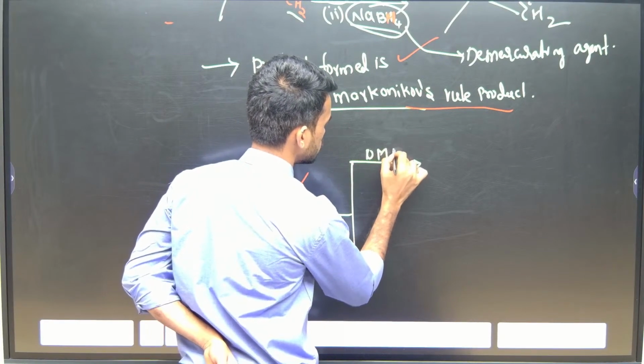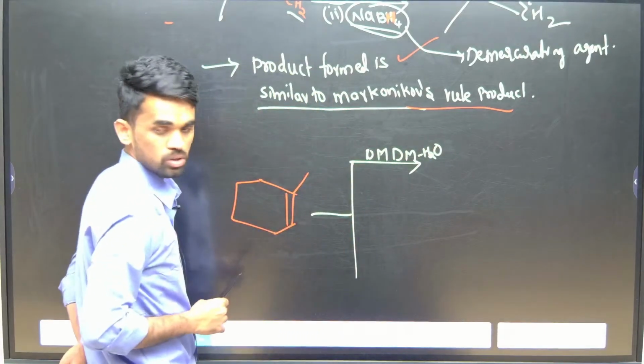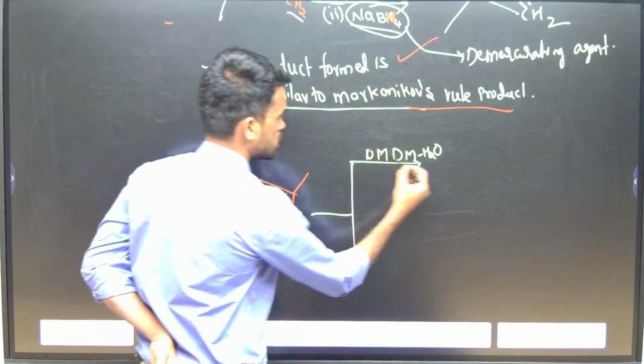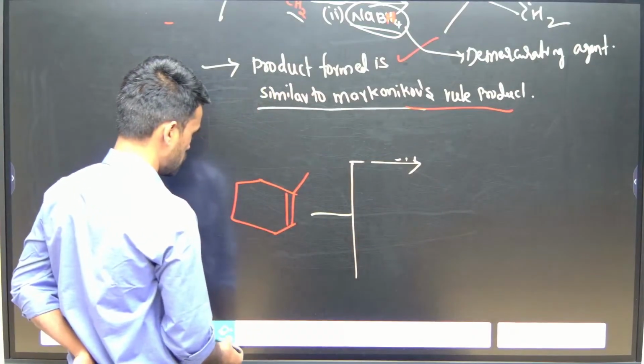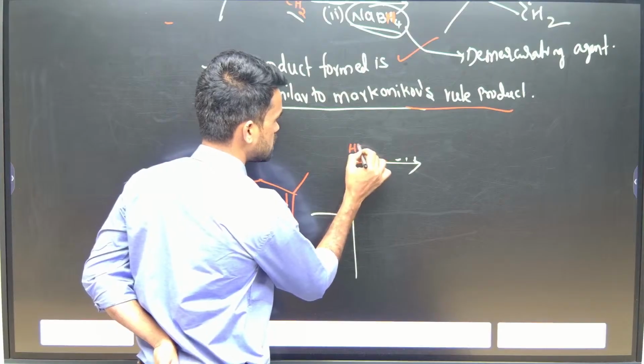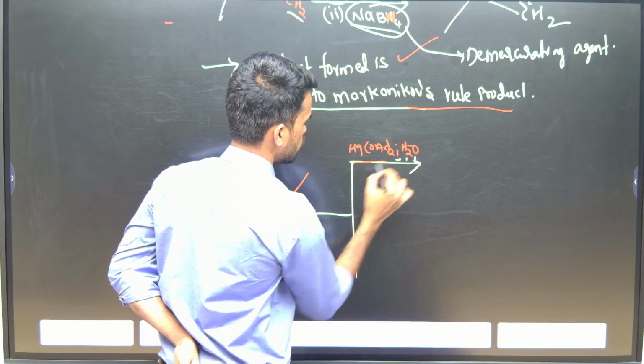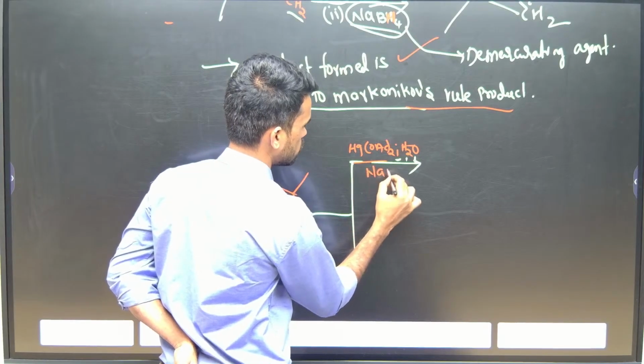OM-DM using water. Or they simply mention this reaction instead of saying OM-DM, or if they say OM-DM also, you will get the same product as like this. Hg(OAc)2, H2O followed by NaBH4.